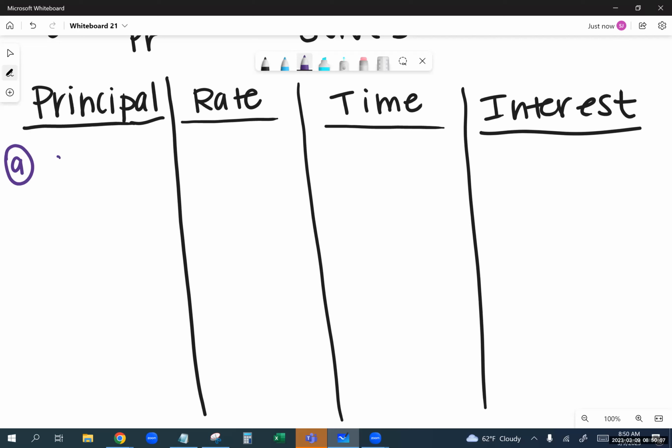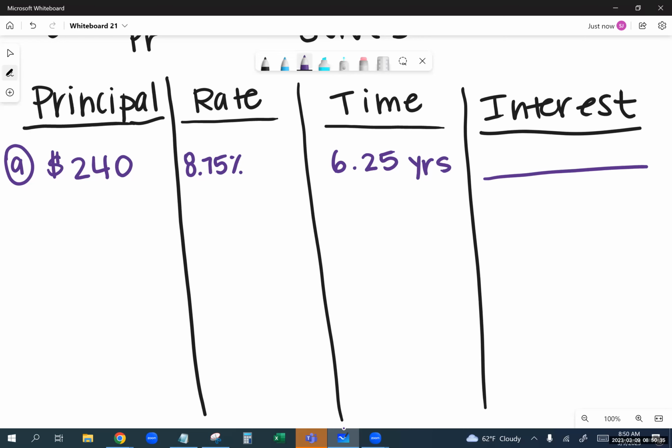what I have here is $240 principal, my rate, and I'm going to write the rate a little scooted over to the left because I know we change it into a decimal and I want room for that, is 8.75%. My time is 6.25 years. And then I have my blank on my interest. So this problem I'm solving for interest, okay?